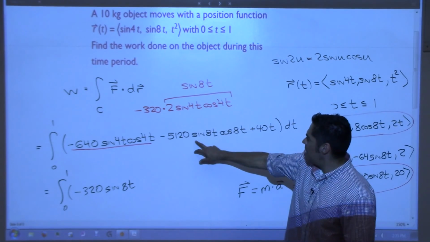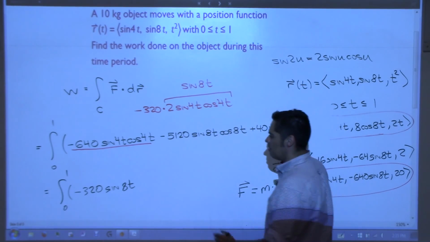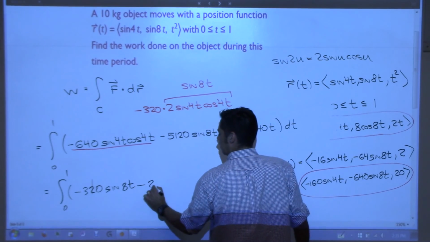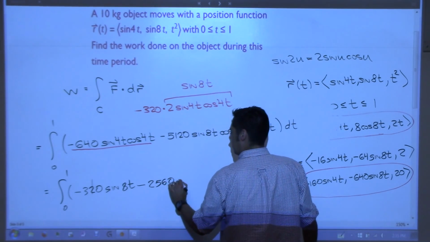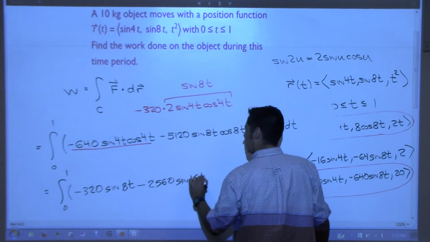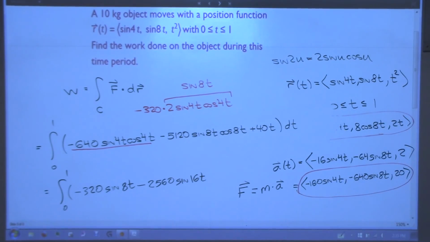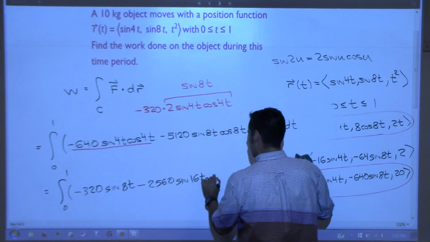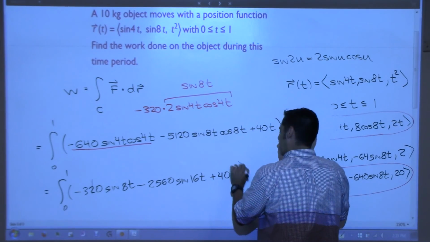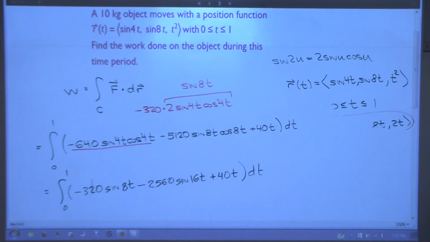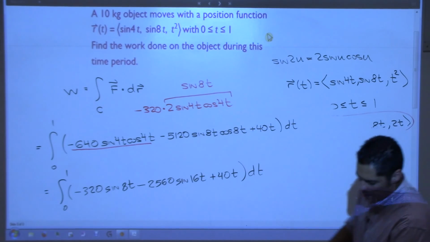And then this one, same thing, right? I can do the same on that. So minus, what's half of that? 2560 sine 16t. And lastly, 40t. I don't have to change that. And then I get to integrate. Am I out of time? No? Okay. So we get to integrate. Go ahead and integrate that.